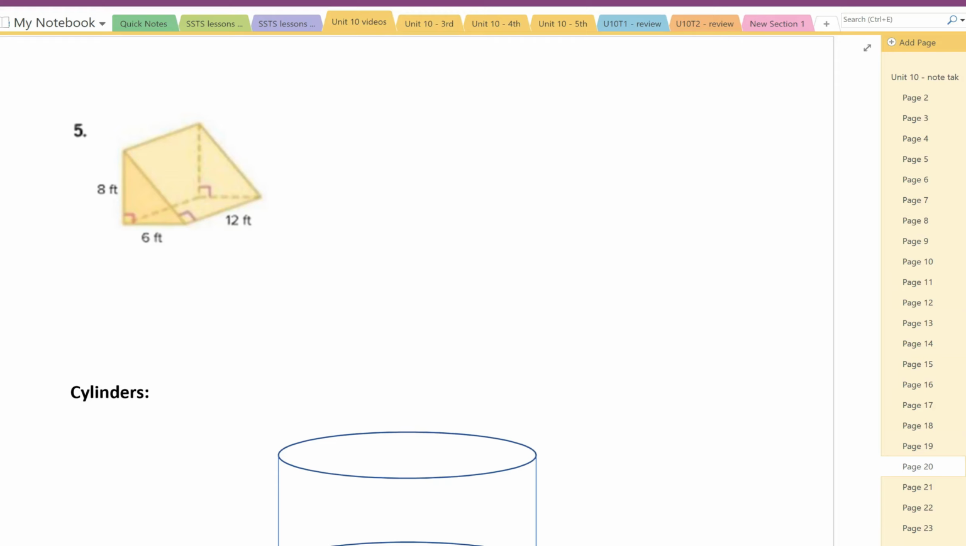Number 5 is a triangular prism, so it's going to have 5 total sides. One of those sides is this one right here, base, and then another of those sides is this one right here, which is the other base.